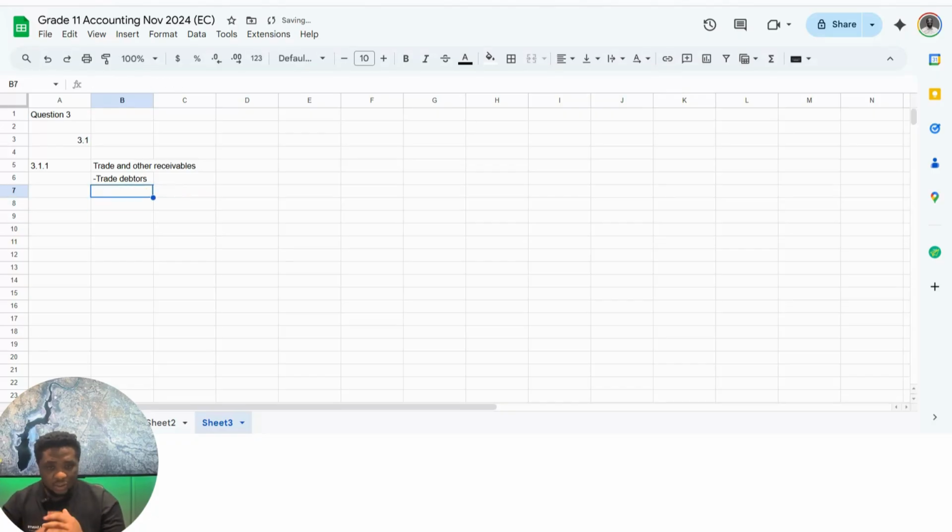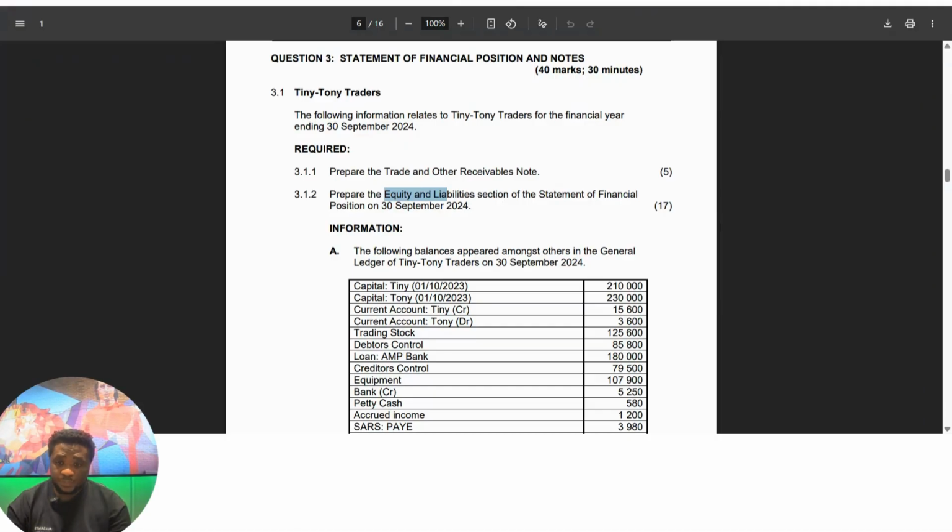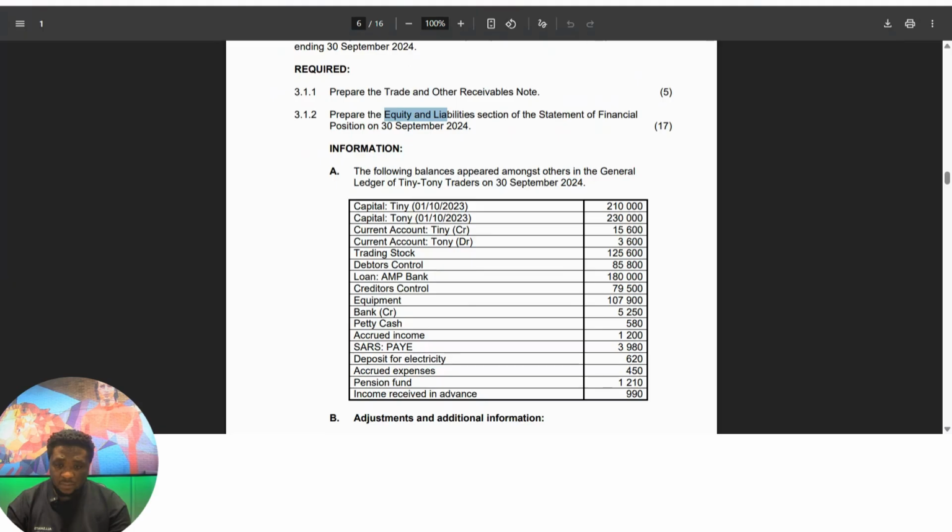Now this also depends on the information that we've been given, because if there's no provision for bad debts, we can just go straight to trade debtors, and then we look at the other things like accrued income, prepaid expenses, and also maybe any deposits that have been made but are yet to be fulfilled. So there are some of those things that we can look into. All right, so let's look at the information that has been given.